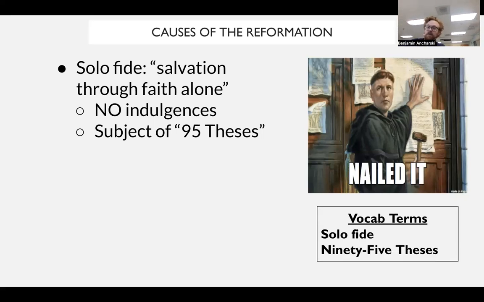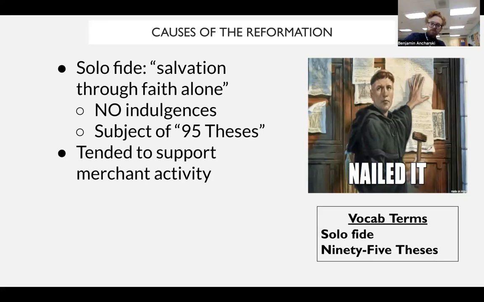And again, this is an example of the influence of the printing press. If Martin Luther wasn't able to have access to the printing press, guess what? It would have been a lot harder for people to know what the theses said.